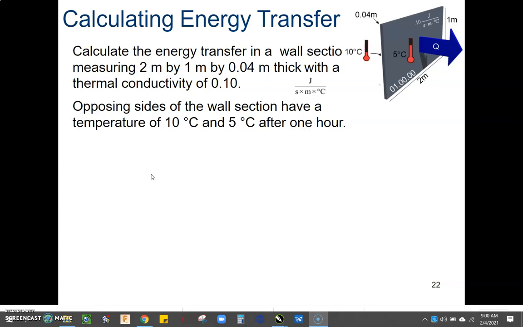And then we're going to do that for real on the insulation materials that you create. So we're going to calculate energy transfer in a section of wall that measures 2 meters by 1 meter, and it is 0.04 meters thick. It has a thermal conductivity of 0.10. Again, thermal conductivity is something we will give you. We will tell you that that's a constant number. Opposing sides of the wall section have a temperature of 10 degrees Celsius and 5 degrees Celsius after 1 hour.